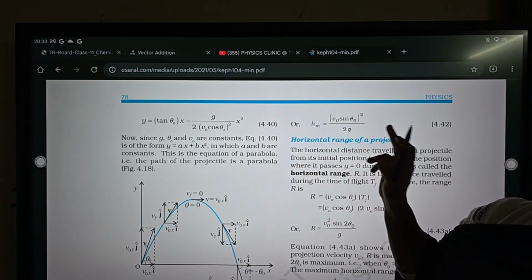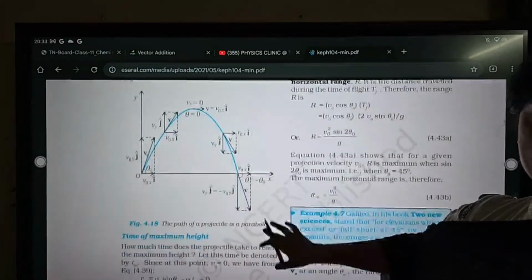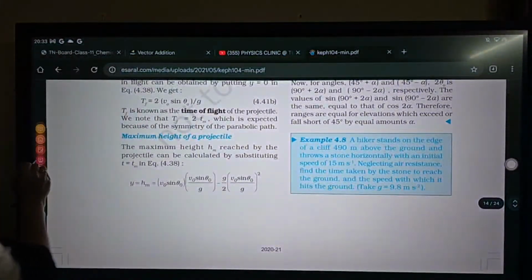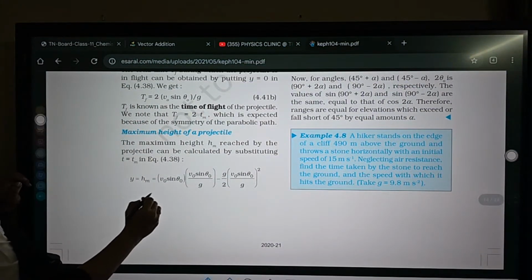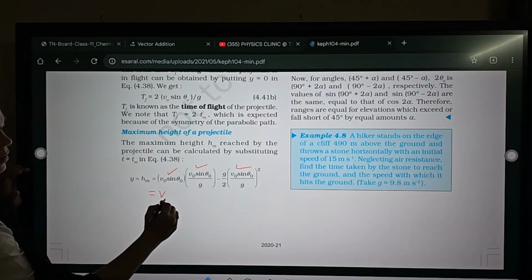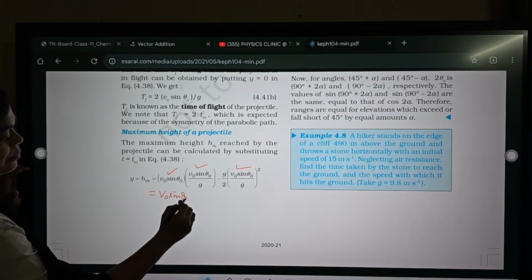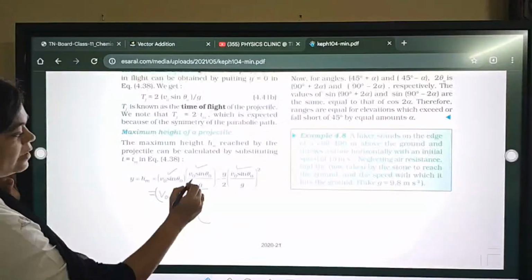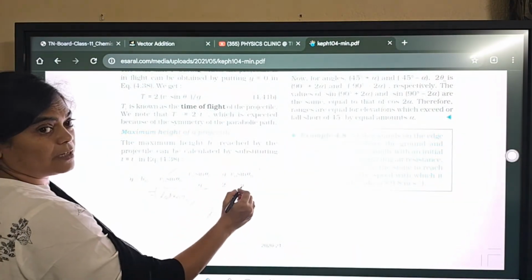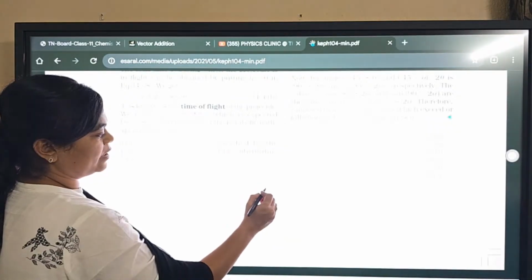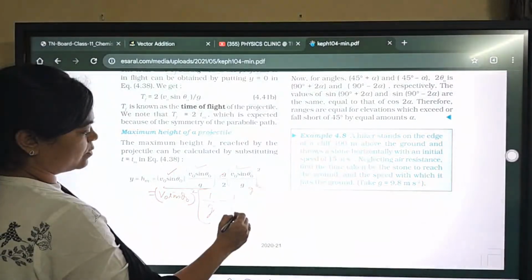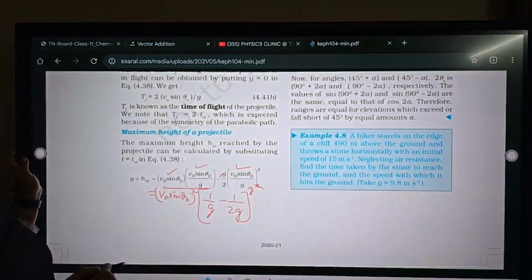Can you do it, or do you want me to do it? You have to consider both sides V naught sin theta naught the whole square. If you take this outside, then the first term carries 1 by g. In the second term, the g is g square, so one g gets cancelled. So you have minus 1 by 2g.